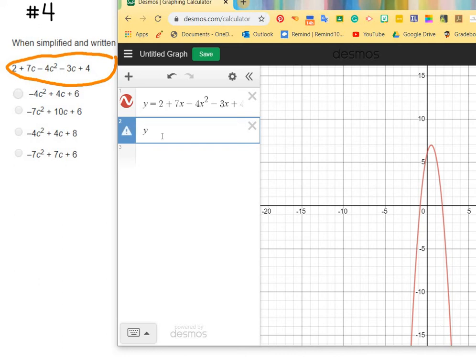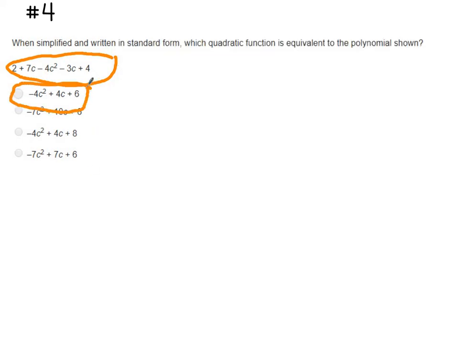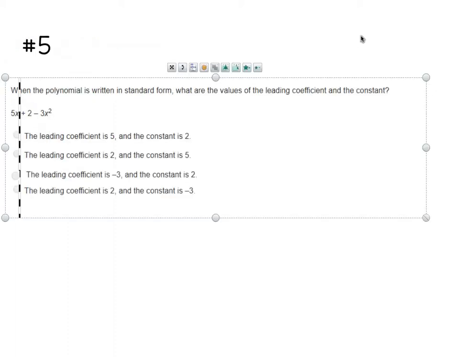So I'm going to do y is equal to negative 4x squared plus 4x plus 6. And what you'll notice is it's exactly the same graph, right? So if I hide it, there's my original one. And if I show it, it overlaps exactly. So that's how I know that's going to be the correct answer. So anytime they're asking you to match up those equations, go ahead and just graph them in Desmos to see which ones are equivalent, as we did on the other ones.